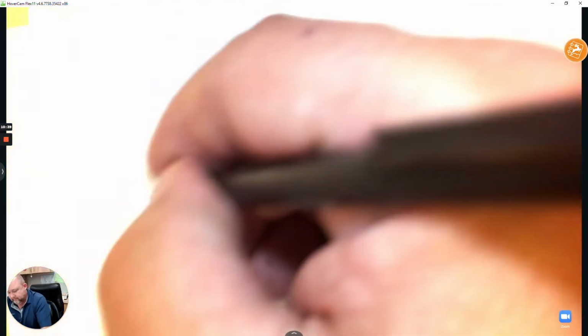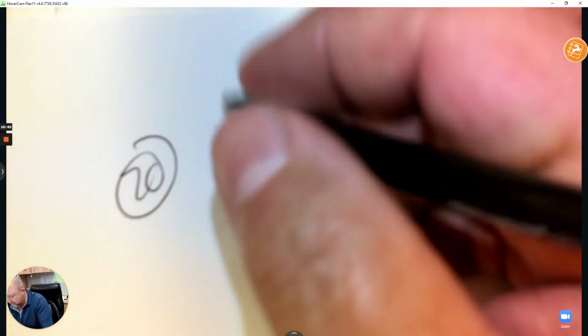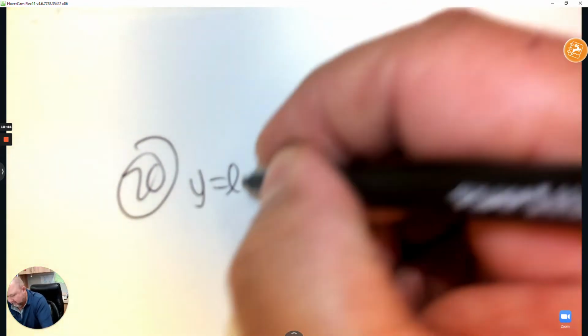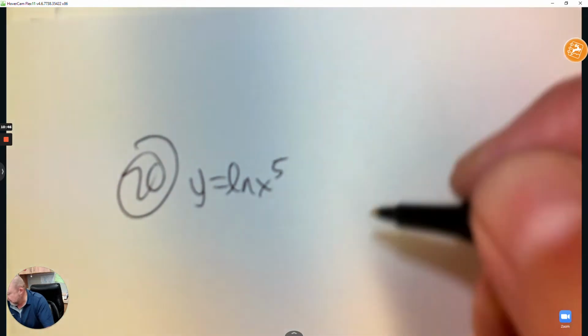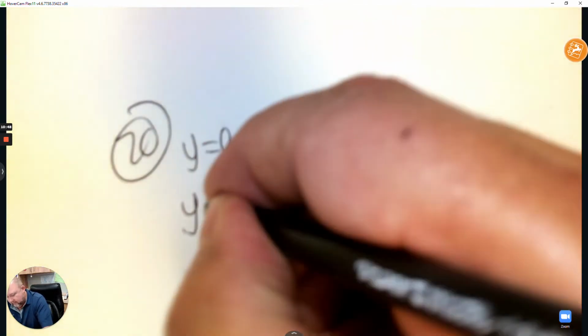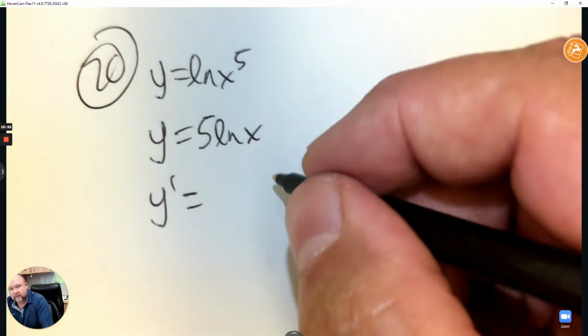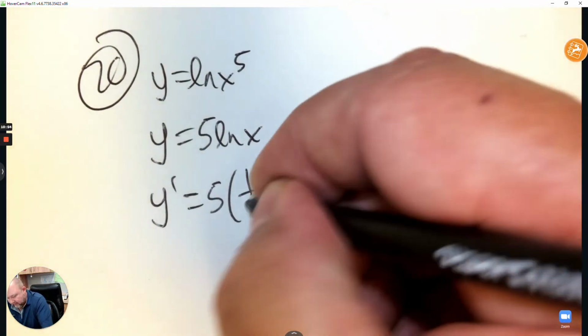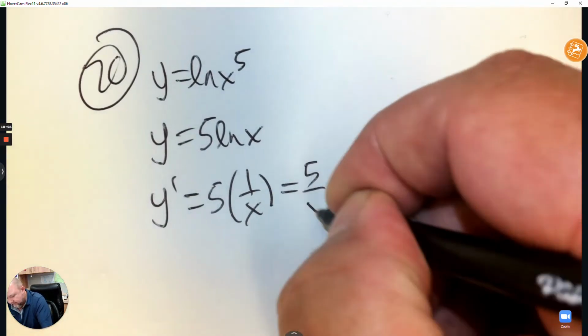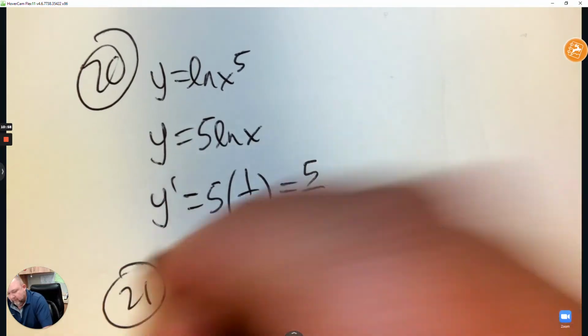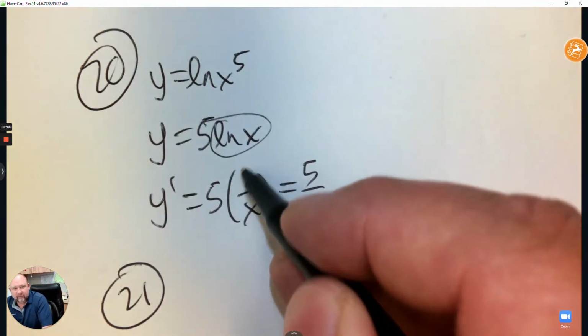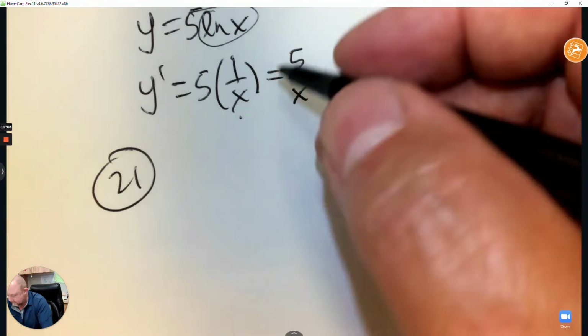Number 20. We're rolling along here. Now just practicing derivatives. This is easy stuff here. Step 1: use a property. Step 2: the derivative of ln x, and you have your answer. 21. So the derivative of ln x is 1 over x. That's the heart of the lesson.